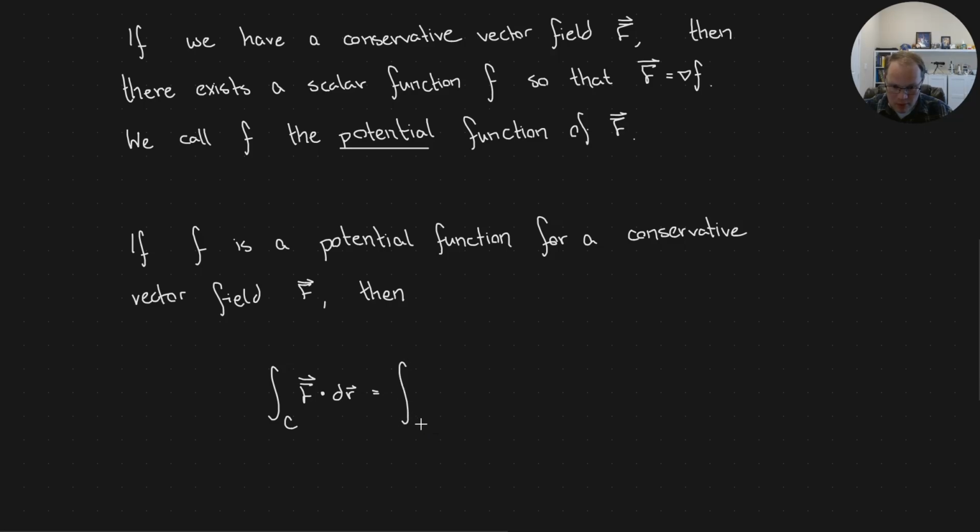That means that the vector field F is the gradient of our potential function, little f. And that means that this line integral would just be the potential function evaluated at the end point of our curve C minus the potential function at the starting point of our curve C, where A and B are the starting and end points of curve C.